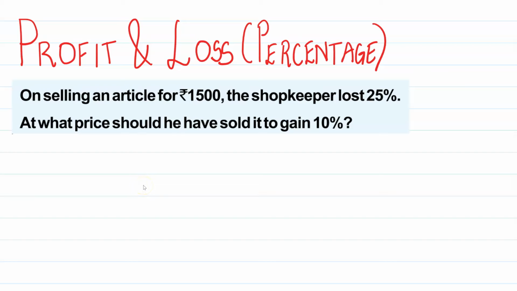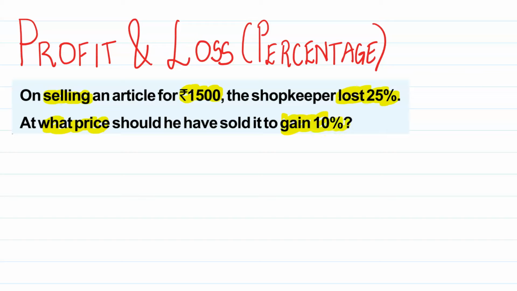In this video we will be solving a problem related to profit and loss. So let's start. On selling an article for rupees 1500, the shopkeeper lost 25%. To what price should he have sold it to gain 10%?